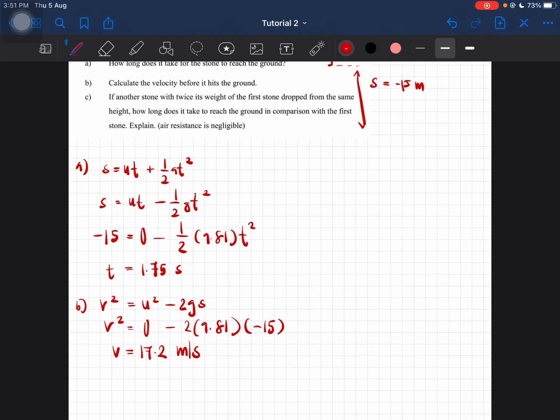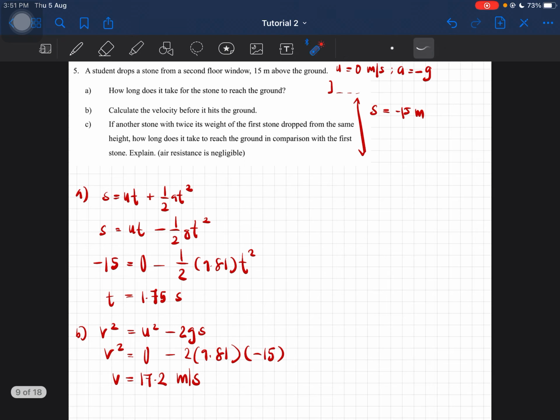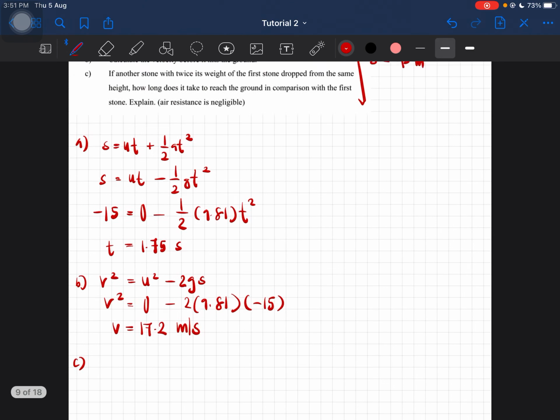Okay, you can actually also use the time equal to 1.75 seconds, but I feel like it's easier for you to just directly use this, just in case you get the time wrong in the first question here. Okay, alright, so now theory questions.